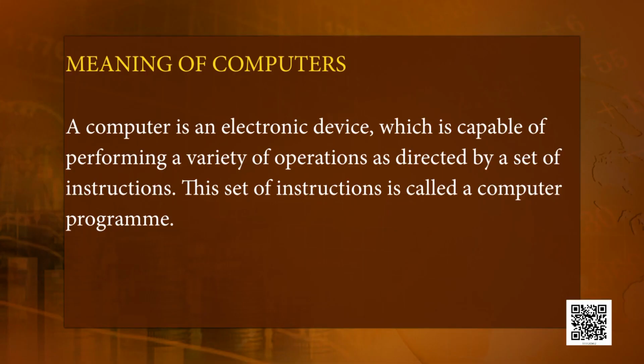So let's start with the meaning of a computer system. A computer is an electronic device which is capable of performing a variety of operations as directed by a set of instructions. This set of instructions is called a computer program. We will discuss more about the computer program later in this lecture.